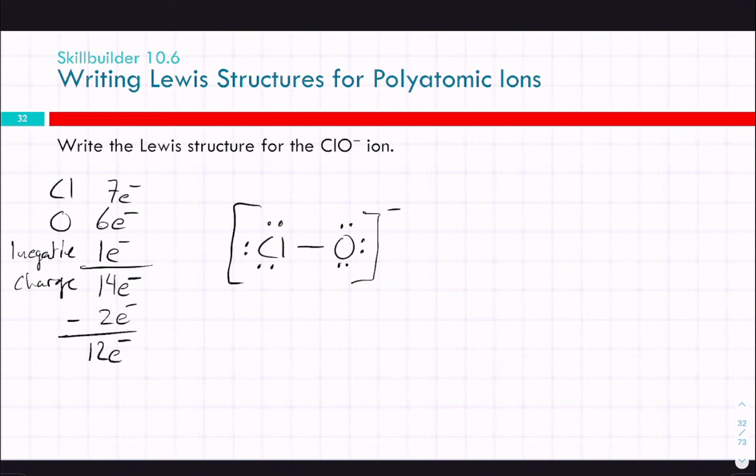You've got to be really sure that you didn't add any extra electrons by accident. You can go through and count all of these and make sure it lines up with your total number of valence electrons. 2, 4, 6, 8, 10, 12, 14. And everything's got an octet.